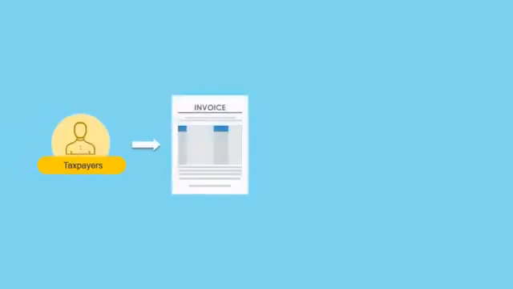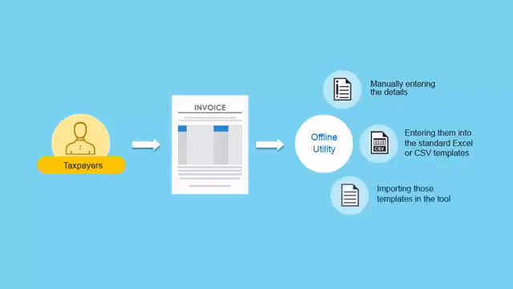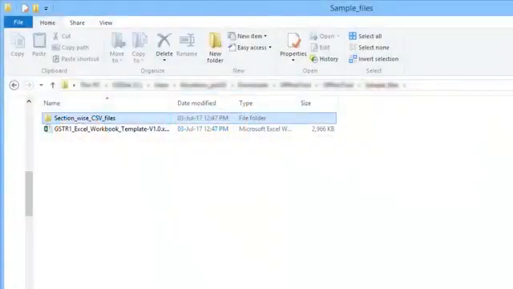Taxpayers can feed invoice and other returns-related data in the offline utility either by manually entering the details directly into the tool or by entering them into the GSTN-provided standard Excel or CSV templates, and then importing those templates in the tool. This video will walk you through the steps of populating invoice data in CSV templates, followed by importing line items in the offline utility, and then uploading all of it to the GST portal.